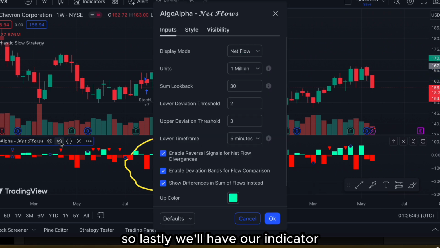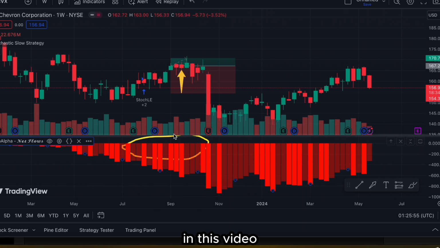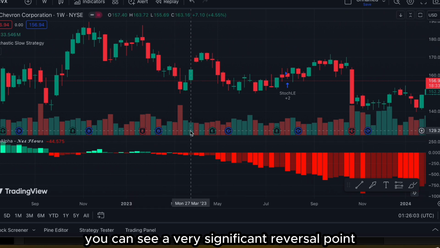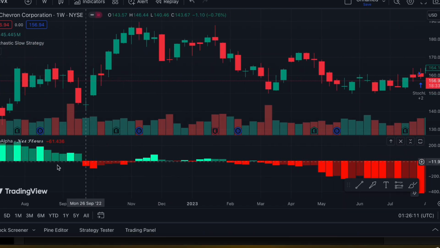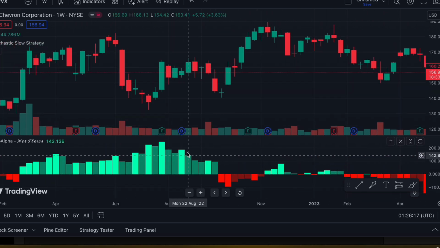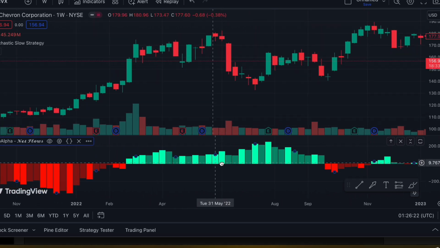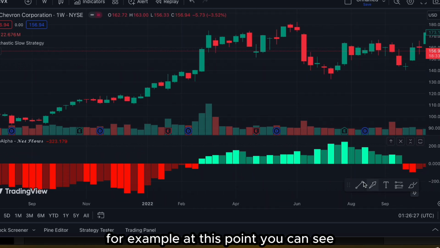So lastly, we will have our third indicator that we are going to teach you how to use in this video. Let me check this out. As you can see, with this indicator you can see a very significant reversal point where you can make your trade. For example, at this point.